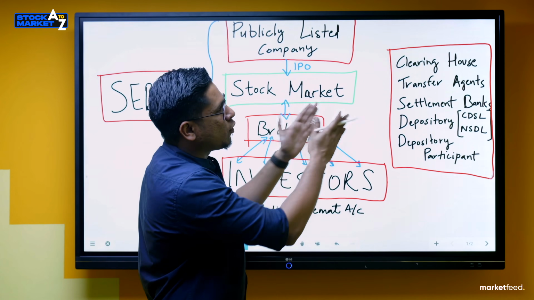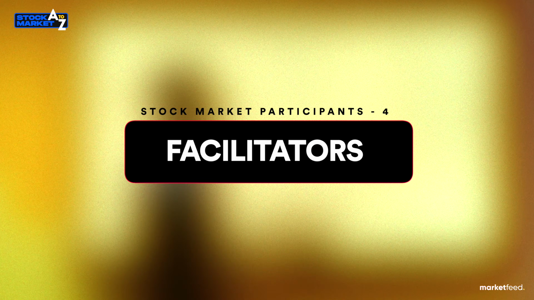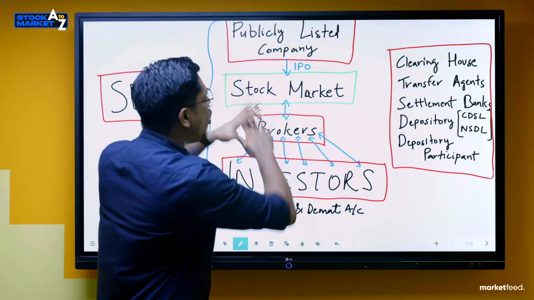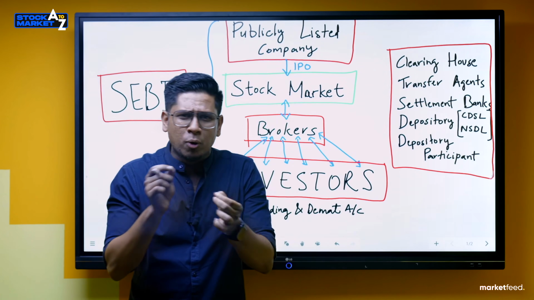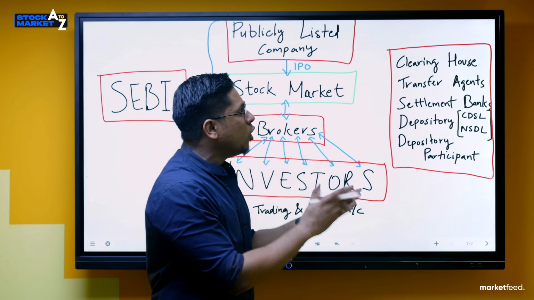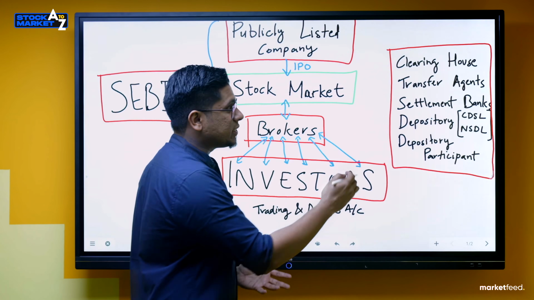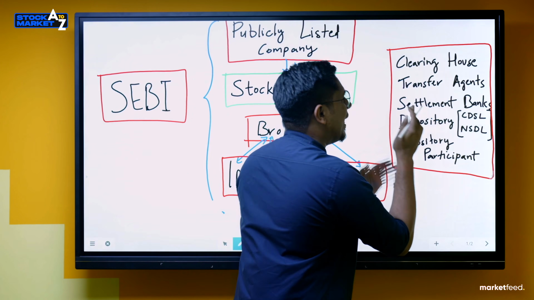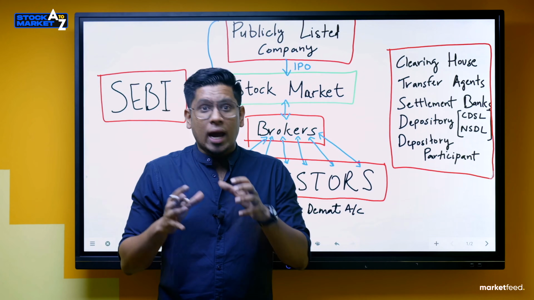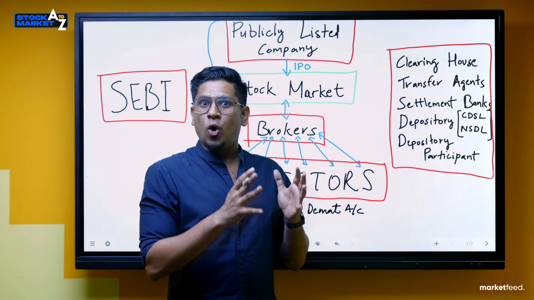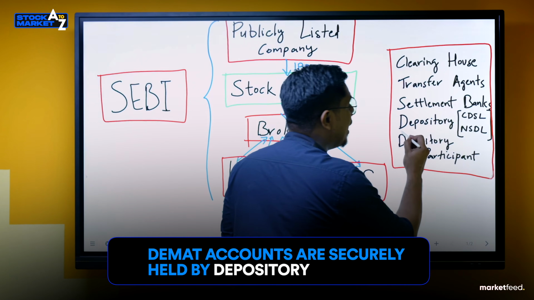Okay, now that is where you have to look at this new red box, which is the next set of participants. I wouldn't call these participants by a single name. Let's just call them facilitators. Because when all of this is happening in the market, there are a lot of small jobs to be done. All of those small jobs are done by these different participants. Since we came into the discussion talking about the depository, let's just talk about the depository here. So when you open a demat account, that demat account is not securely held by your broker, but it is securely held by your depository.